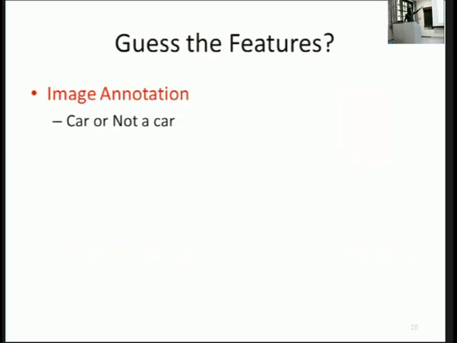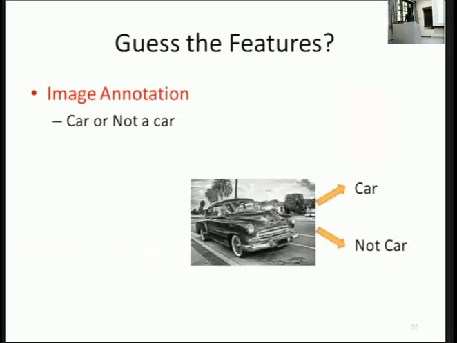Another one is image annotation, car or not car. Given an image like this, you want to say whether it is a car or not a car. So what will be the feature? Wheels. The funny thing about this problem with wheels is that we have to make another machine learning algorithm which has to find a wheel in an image. So it's like a vicious cycle. You keep doing the same thing. So wheels is a good answer.